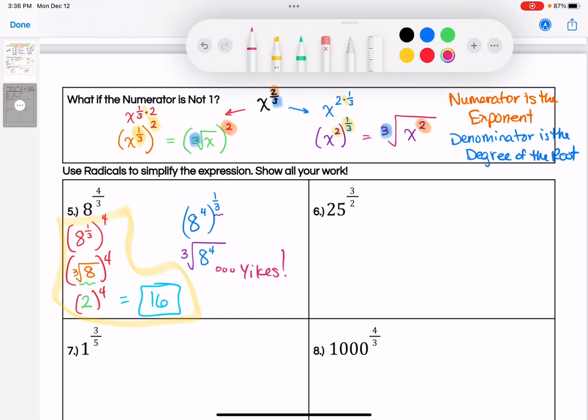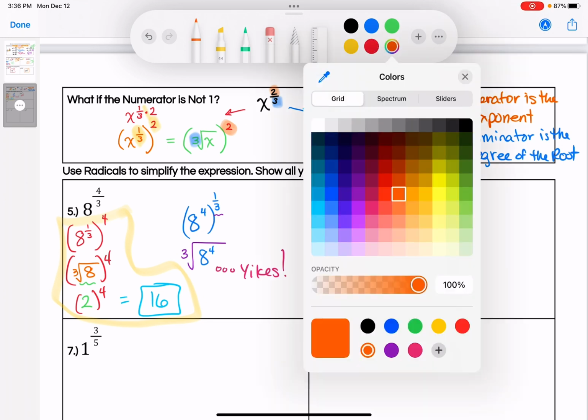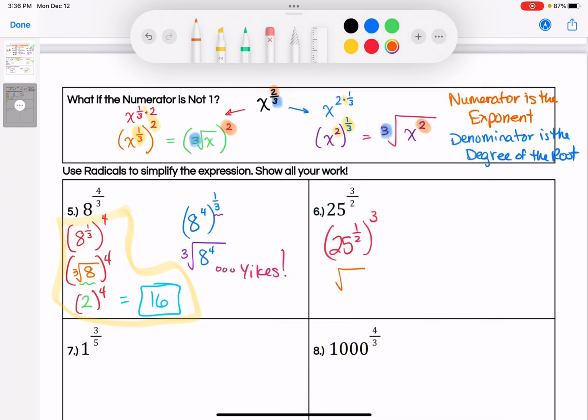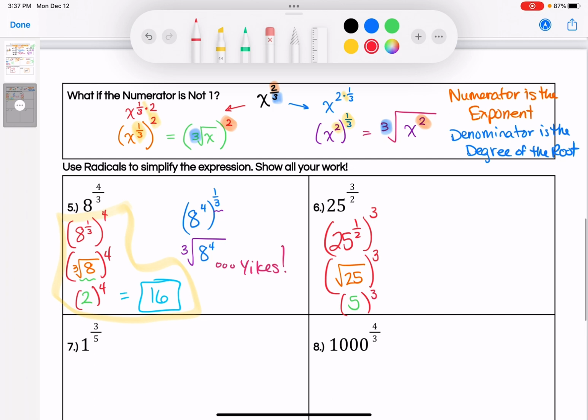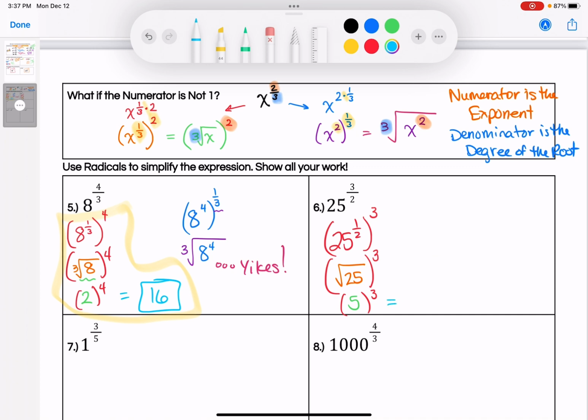Let's see, so this would be 25 to the 1/2 power inside parentheses raised to the 3rd. Well, 1/2 power is really the square root, right? You can write the invisible 2 if you want to, but we just know that this is a square root. The square root of 25 is 5. So now I have 5 to the 3rd power. 5 times 5 is 25, times 5 is 125. So my final answer here should be 125.